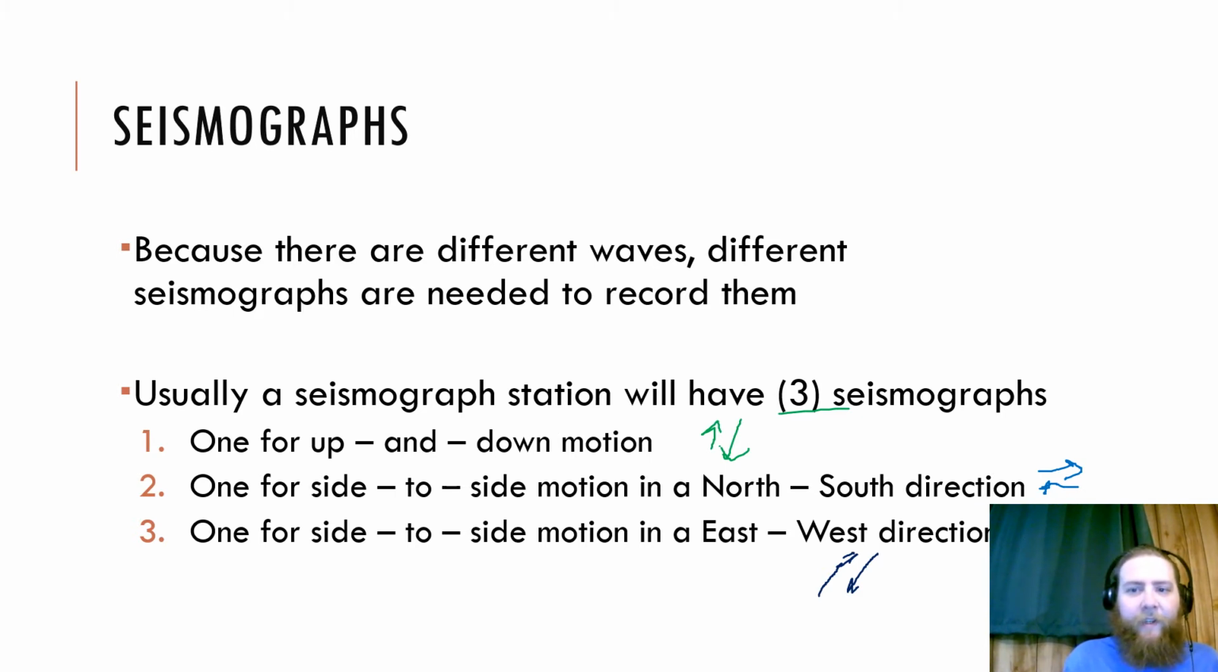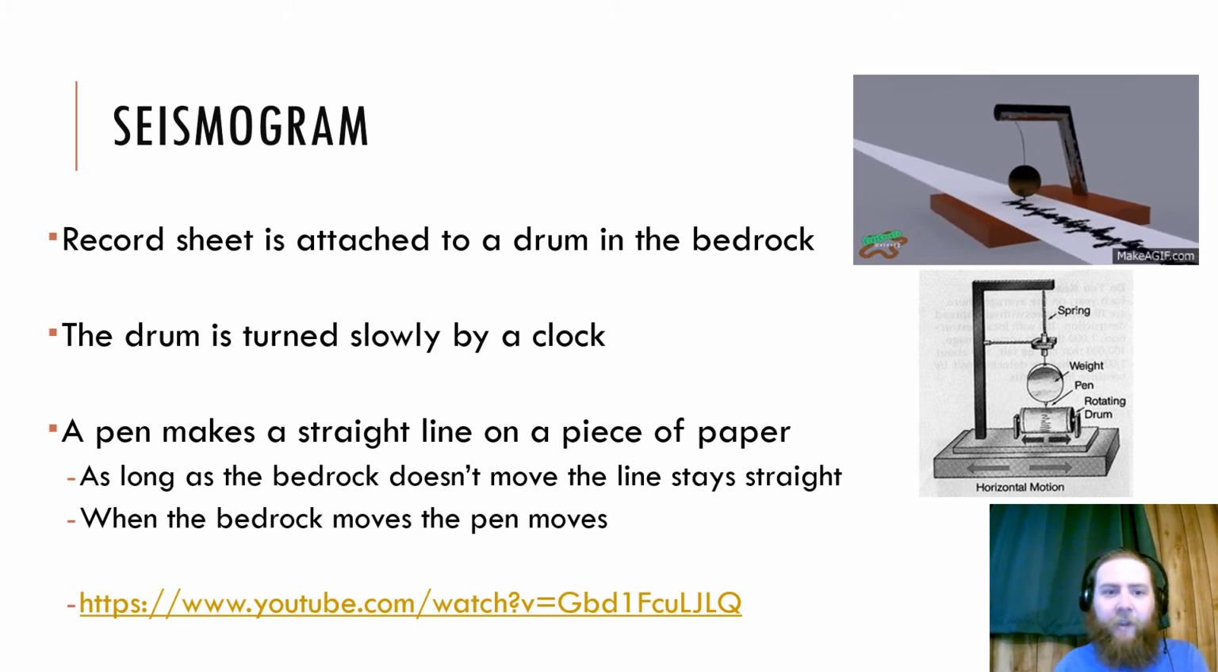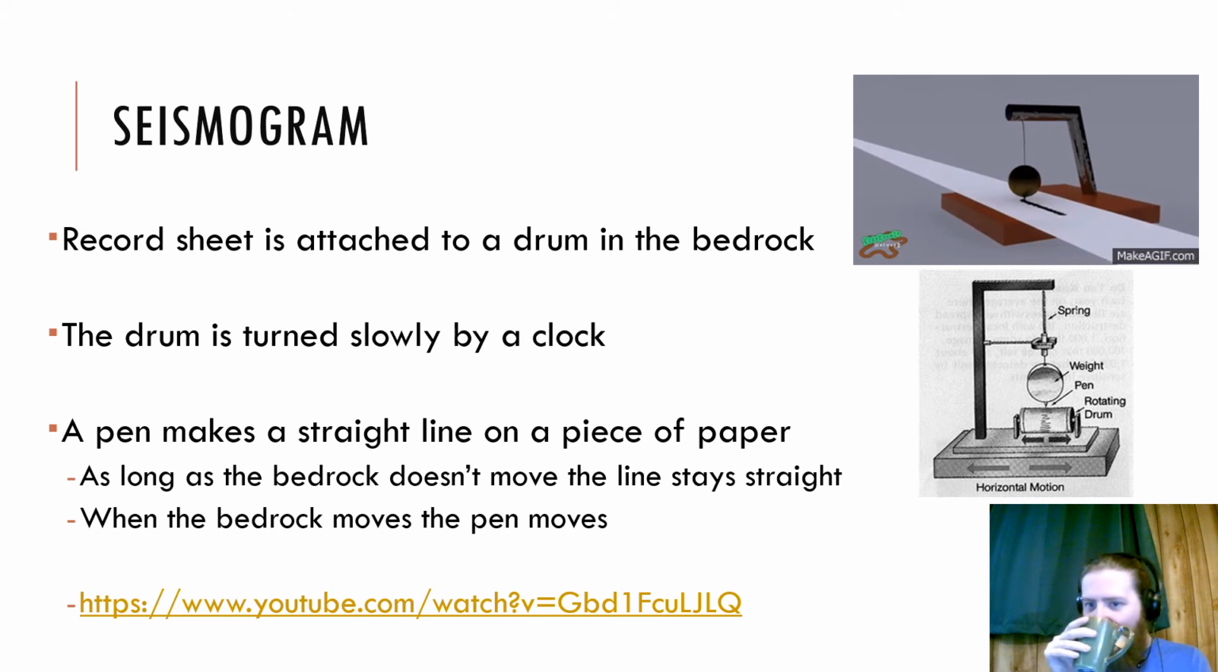And how it actually works is we have a seismogram. A seismogram is this record sheet, this white paper, attached to a drum, usually inside of the bedrock. This drum is turned slowly by a clock so that it is always moving at a constant rate. There's going to be a pen that hangs down. It will move as this seismogram moves as well. It'll make a straight line until it senses some kind of movement in the Earth. When the bedrock moves, whatever type of wave it is calibrated for, up and down, north and south, east and west, it will move, and it will create these squiggly lines that you see in films and documentaries.